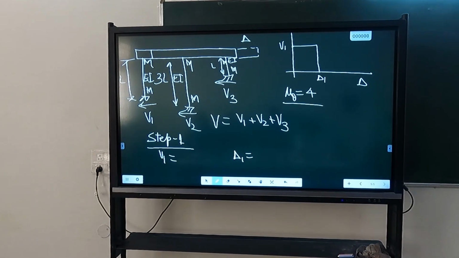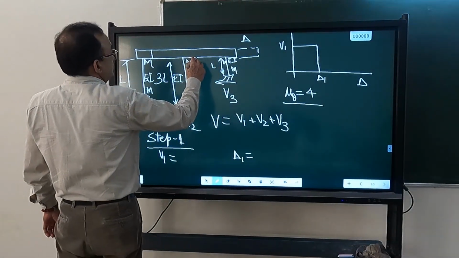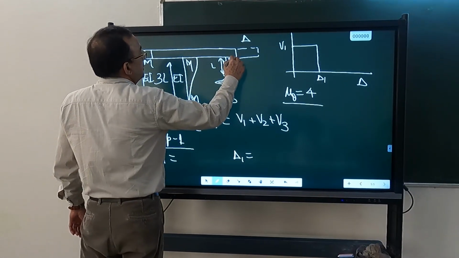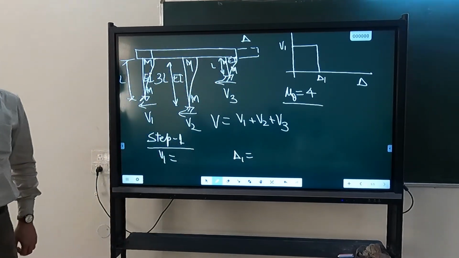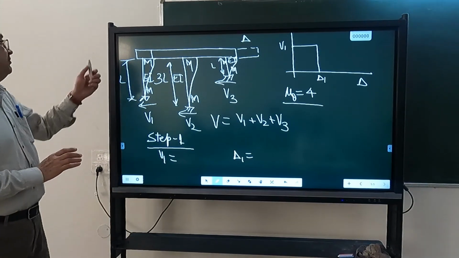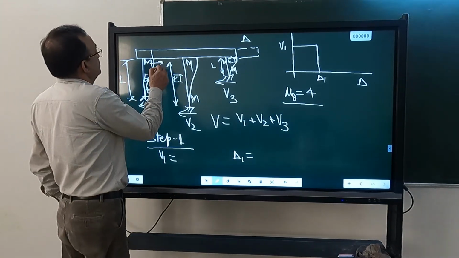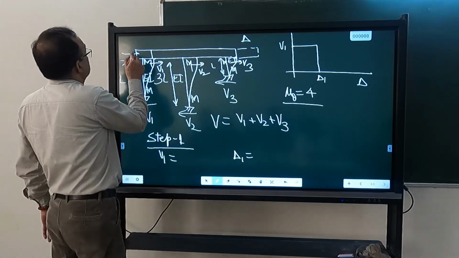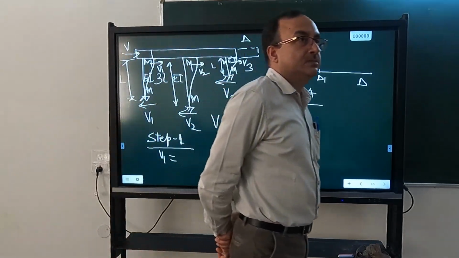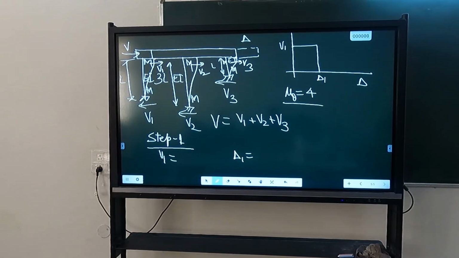And for that you have to use compatibility. Displacement has to be same. So when this is deforming here, this is deforming here, the displacement is same. So that condition you will use to get V1, V2, V3 in terms of V. The total force acting is V, which is equal to sum of these, and V1, V2, V3 you can obtain in terms of delta.